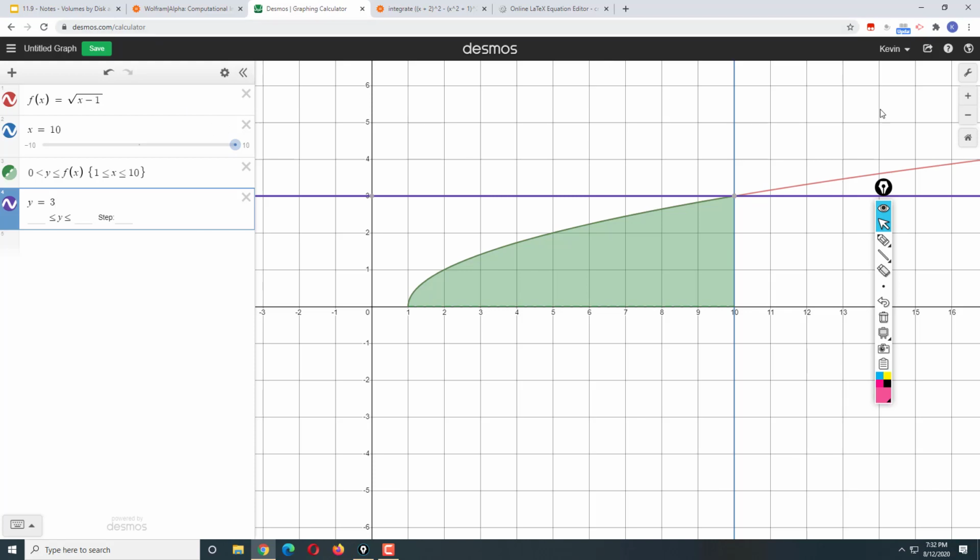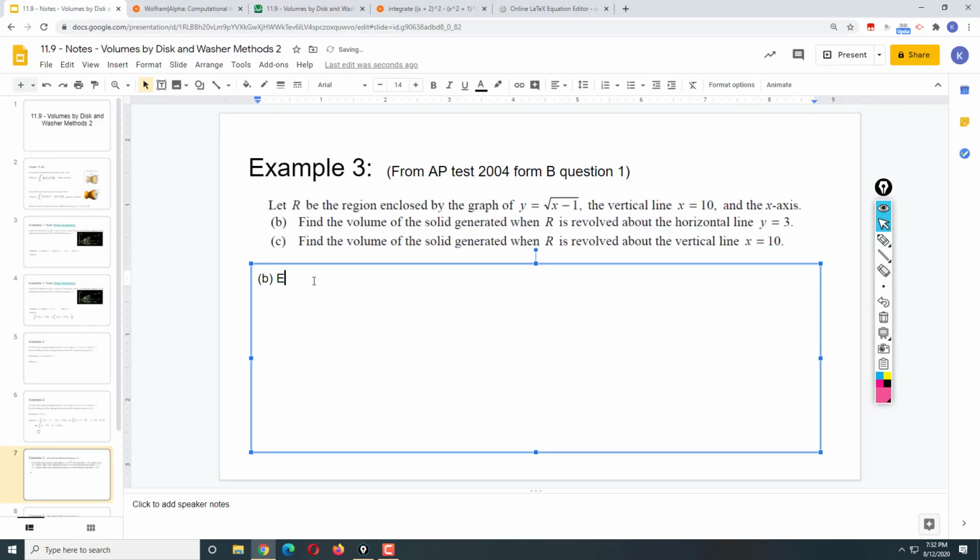I have typed this out in Desmos. Here we have our f of x, which is square root of x minus 1, and we can see that the bounds are 1 and 10. First of all, we know that our endpoints are x equals 1 and x equals 10. Why? Because x equals 10 is given to us, and we know that y equals 0 when x equals 1. So we know our integral is going from 1 to 10, and it's going to be dx for part B.